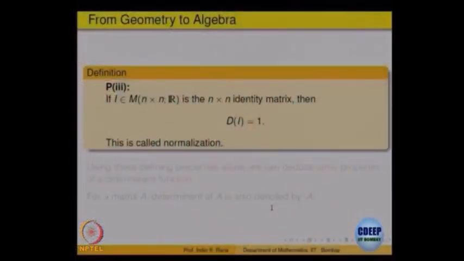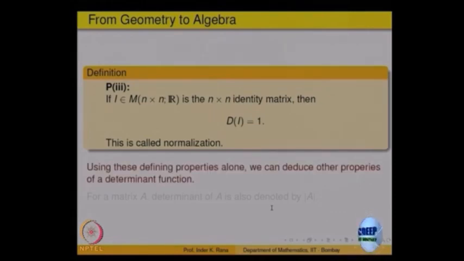And third is normalization, namely the determinant of the identity matrix n cross n is equal to 1, right. So what we are going to do is, using these defining properties alone, these three properties, we are going to deduce all other properties of determinants that you might have been using earlier, right. So these are the properties which define the determinant, and everything else can be deduced from these three basic properties. That is what we want to show.